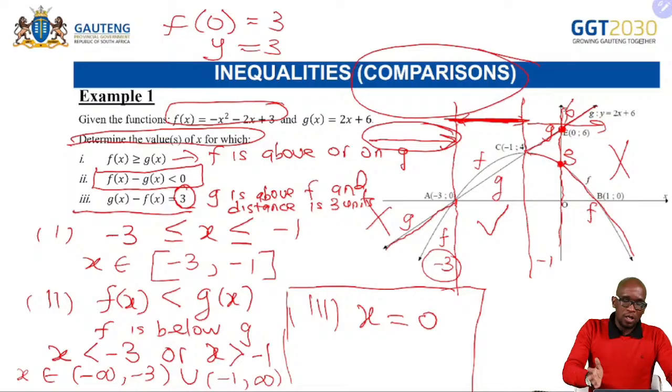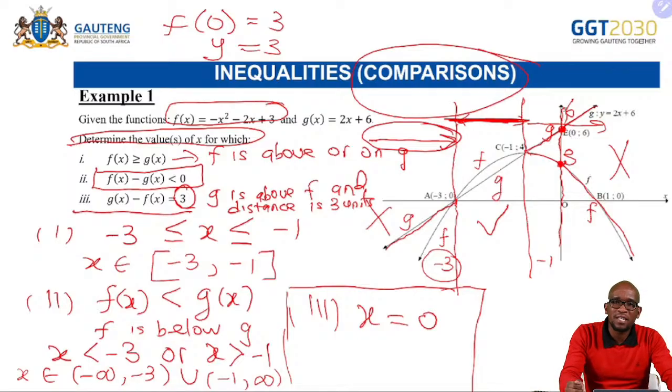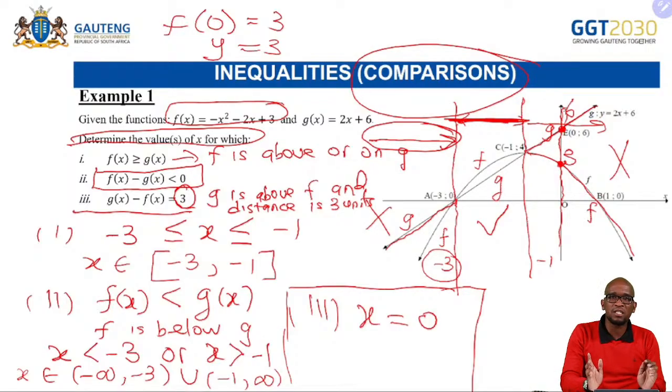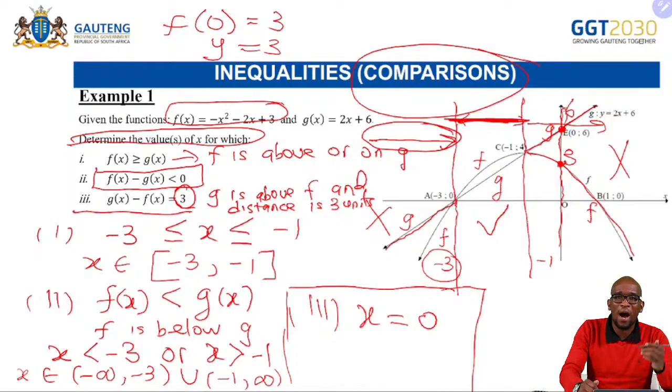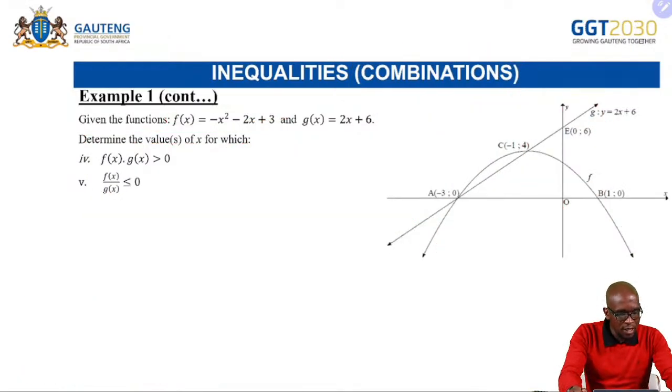I repeat, in this type of questions, we are interested in the values of x for which y exhibits a specific kind of behavior. So how are we going to get that behavior? The behavior of y would be given in the question, and the behavior of y can be subdivided into two categories: comparisons and also combinations. That is the behavior of y. But our interest here is to find the value of x for which y exhibits that specific behavior. Now, moving on, we are looking at the combinations.